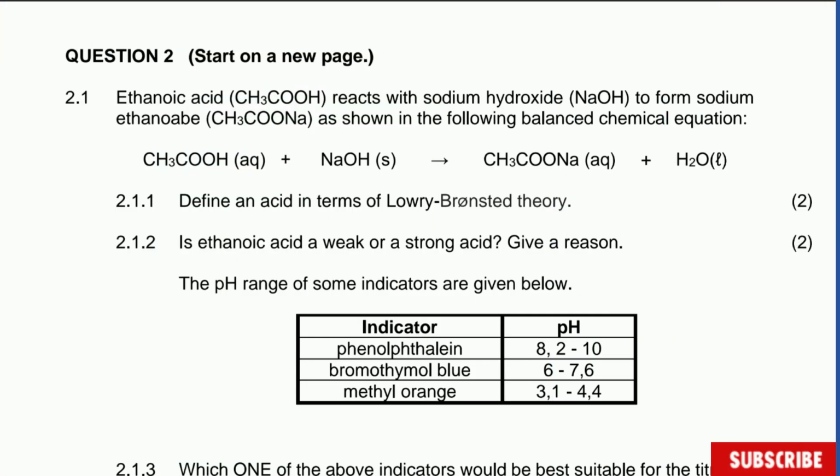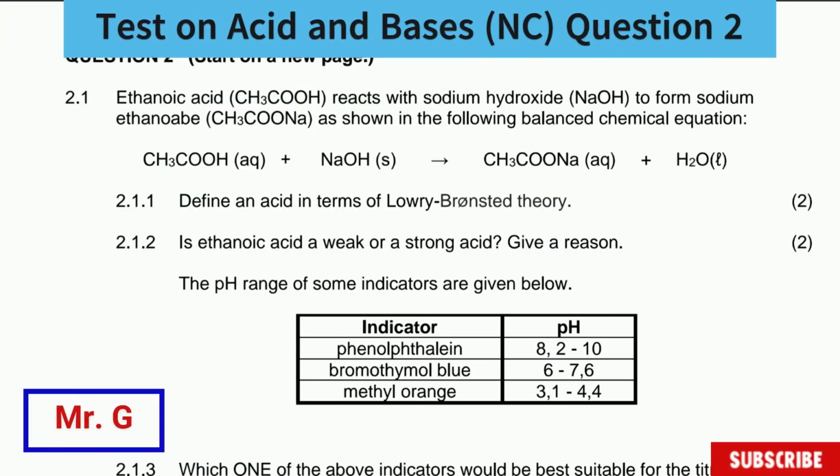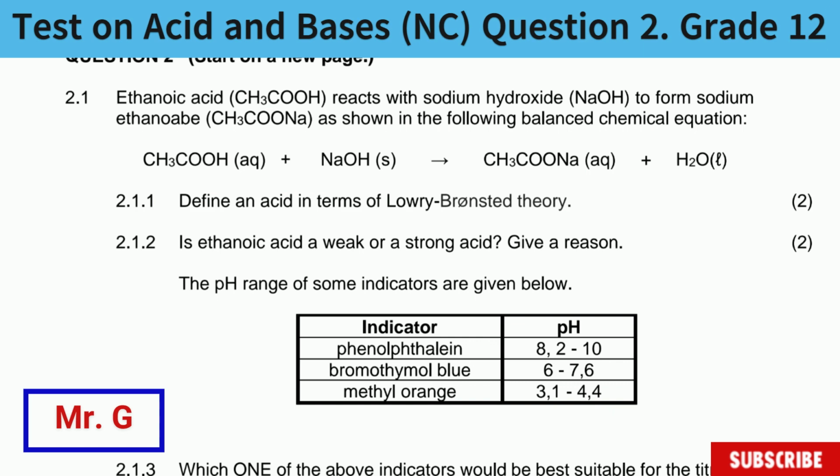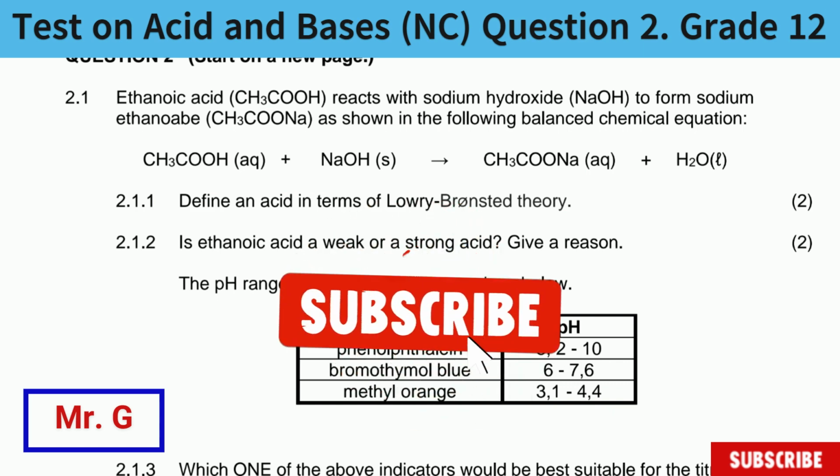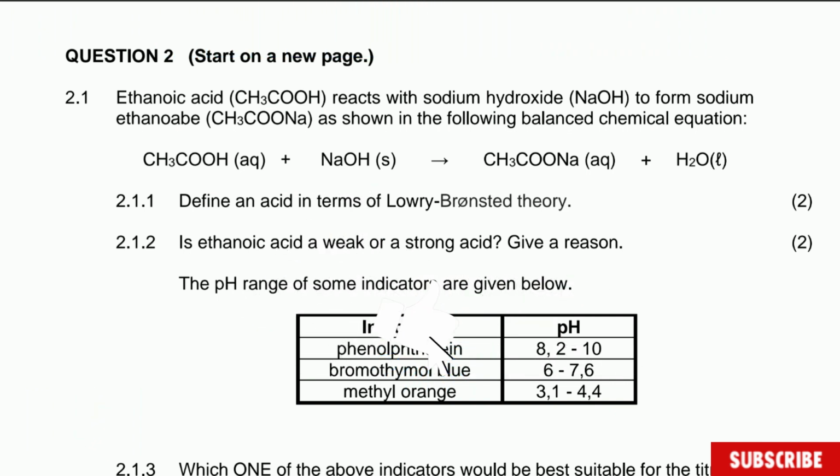We're going to be doing a question on acids and bases. This time it is a question from an informal test set up by Professor Rodriguez, so you can practice for the exam. This is question 2, and the question says the ethanoic acid reacts with sodium hydroxide to form sodium ethanoate, as shown in the following balanced chemical equation. There is the chemical equation, guys.